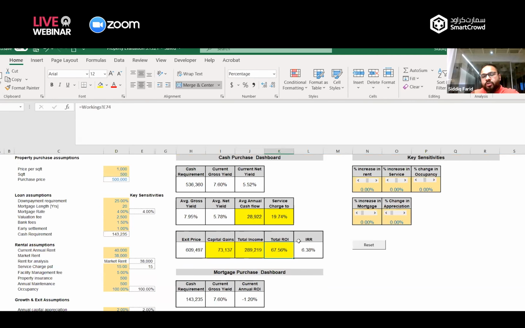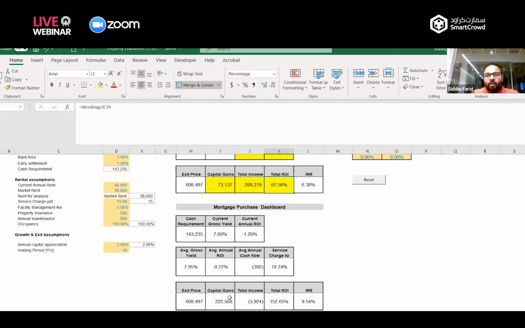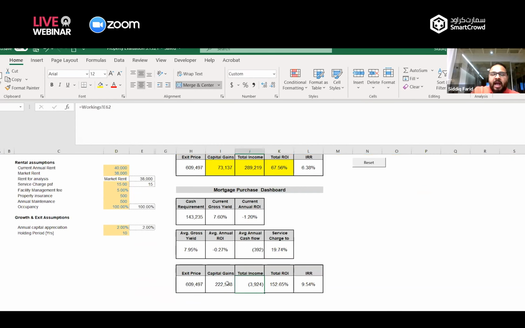So that's what I would focus on, because when you compare that on a mortgage basis, you're predominantly relying on capital gains. So imagine if you had bought something in Dubai real estate in 2014 on mortgage with the hopes of getting capital gains.